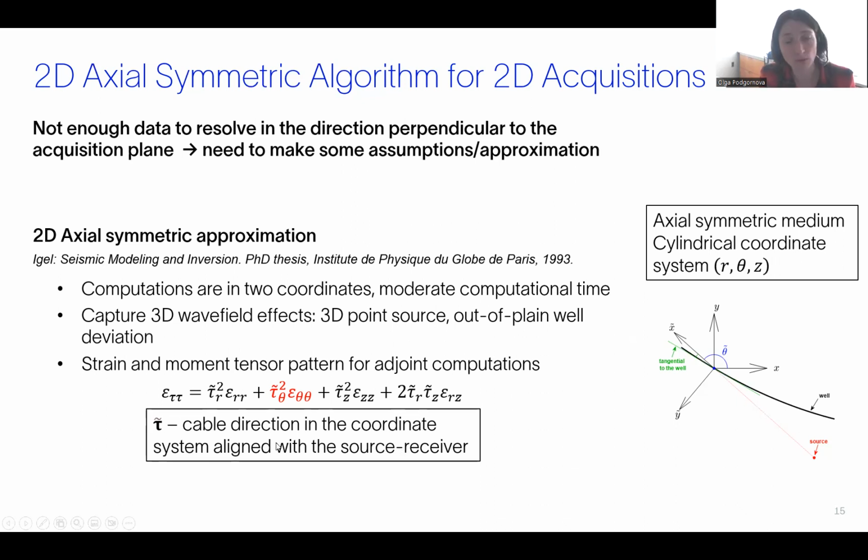If we go through all the mathematical formulation, we derived formulas specifically for this case. These are the formulas for strain, and they can also be considered as the formulation for the moment tensor for the backward propagated field. We have an azimuthal term here, which corresponds to the out of plane effects, and I will show later that it's important.